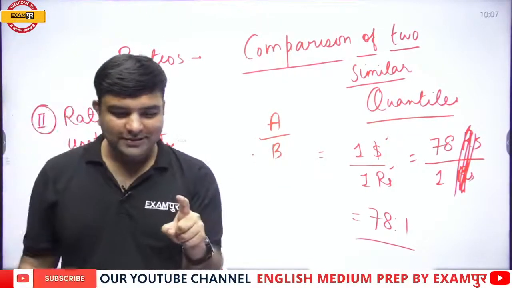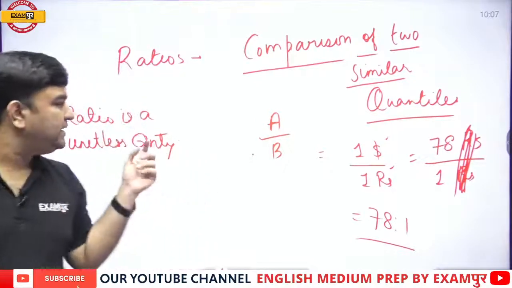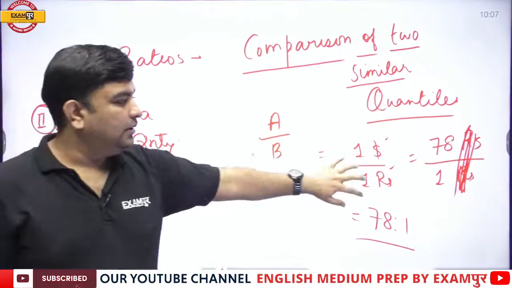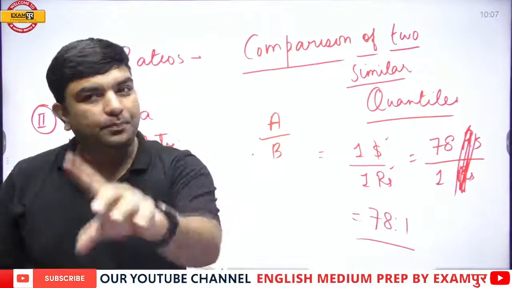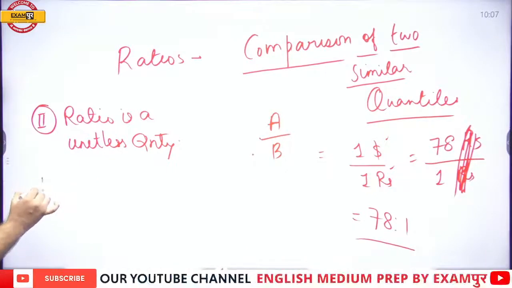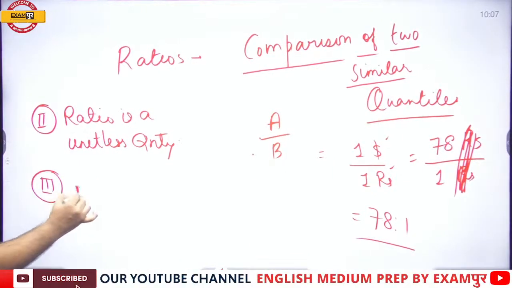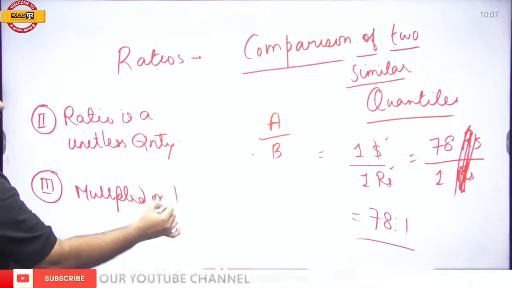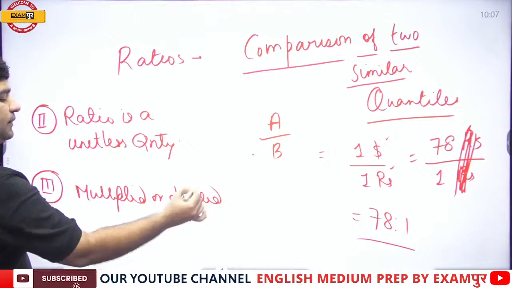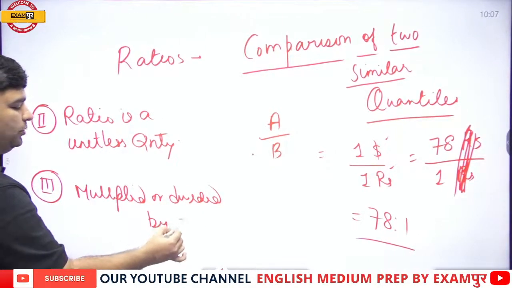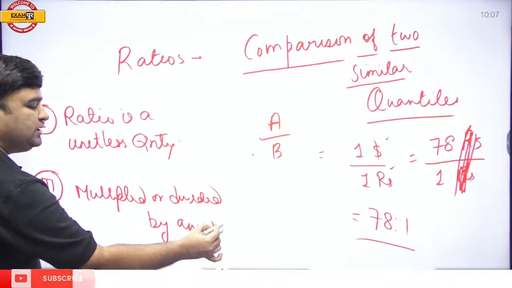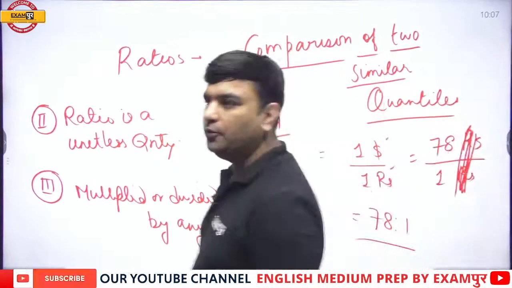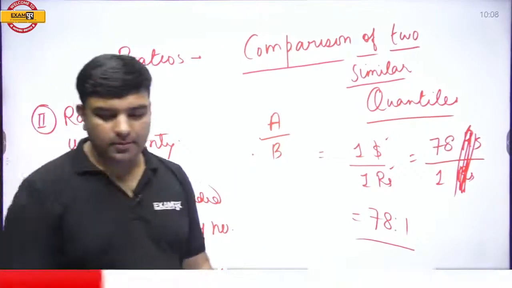Got it? It's a numerical comparison, guys. So what is the big use of it? The big use of it is it can be multiplied or divided by any number. Because ratio is a unitless quantity, you can multiply it or divide it by any number.